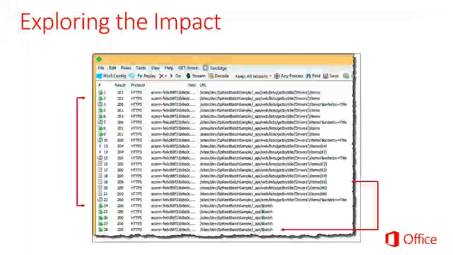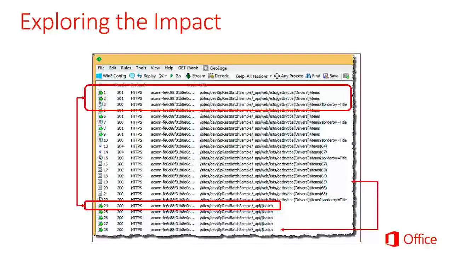Let's look at the impact of this. At the top, you see 3 requests. Sessions 1 and 2 are creating new items on a drivers list, and session number 3 is getting data back from that list of all the drivers that are there. Those are 3 different round trips that I'm making to the server, and they're all happening in sequence.